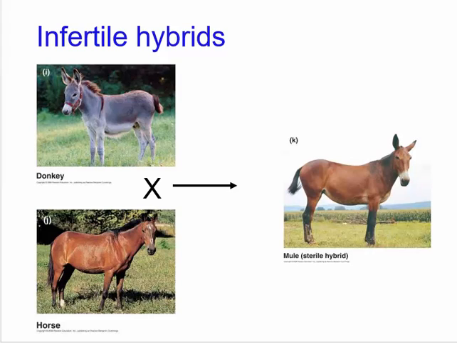All right, so maybe you get a viable hybrid, like this example here with donkeys and horses crossing to create a mule as an offspring. Here you've got a pretty hardy animal, but mules are sterile. So you have a sterile hybrid. So we've got a hybrid organism, but that's kind of a dead end from a biological perspective.